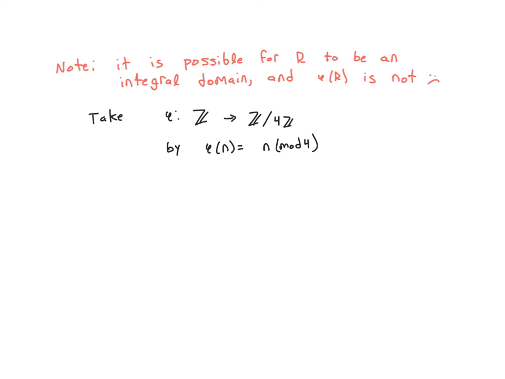Finally, it's always an interesting thought to ask ourselves, well, what happens if R is an integral domain? Is it possible that phi of R is not? The simplest example is this one. We already did the maps from Z to Z mod nZ. We'll pick n equals 4. We already know this is a ring homomorphism. Z is an integral domain. Z mod 4Z is not because, well, 2 times 2 is 0, but 2 is not.